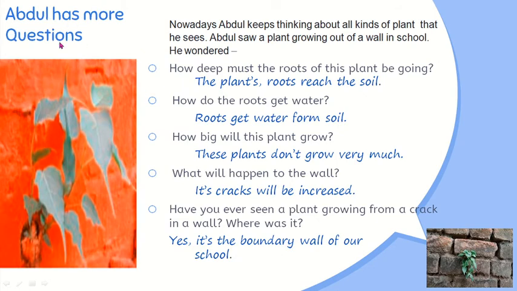Abdul has more questions. Nowadays, Abdul keeps thinking about all kinds of plants that he sees. Abdul saw a plant growing out of a wall in a school. He wondered, this is a plant growing in the wall in a school. A lot of questions come to Abdul's mind. How deep must the roots of this plant be going? The plant's roots reach the soil.